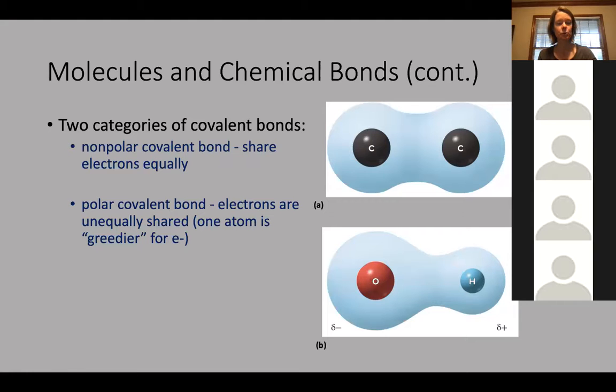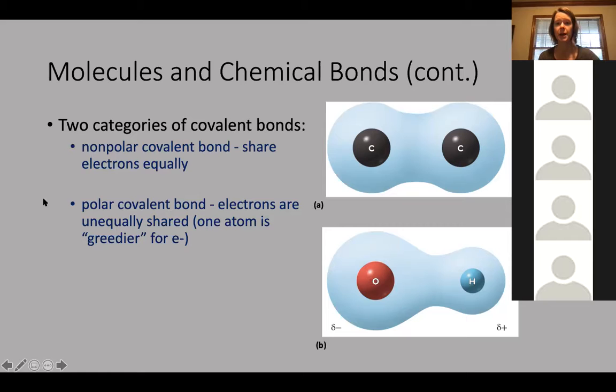And covalent bonds get a little bit more complicated because there's technically two subtypes. You have polar and nonpolar. The difference between them is whether the electrons that are shared, so if you imagine those two hydrogen atoms, are shared equally, so one atom isn't pulling on the shared electrons more than the other, that's nonpolar. The electrons are shared equally in a nonpolar covalent bond. In a polar covalent bond, they are not. Electrons are unequally shared. I think of that as one atom being greedier for the electrons than the other.